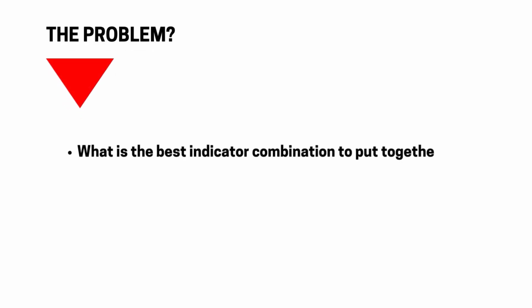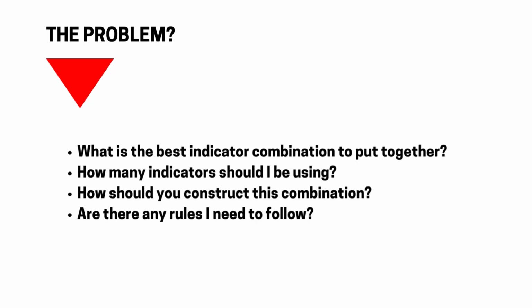So let's firstly define what the problem is. It's what is the best indicator combination to put together. How do you know that you are putting together the best combination? How many indicators should you be using? How do you actually go about constructing this combination? And the $1 million question is, are there any rules that you need to follow to allow you to achieve the optimal selection and give you the maximum chance of trading success?